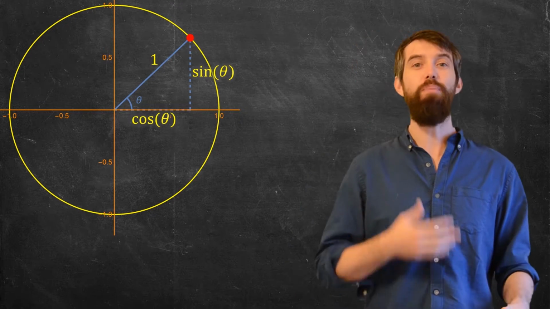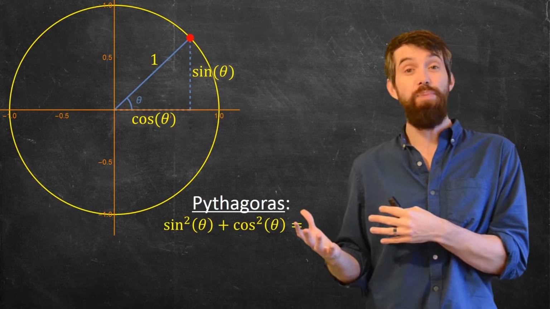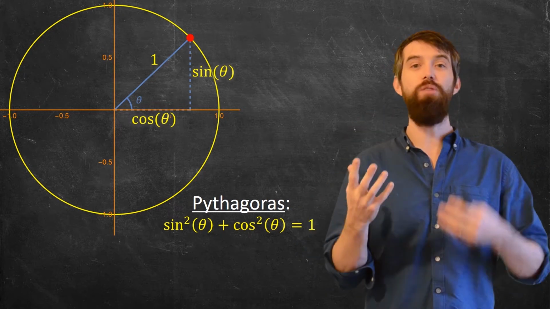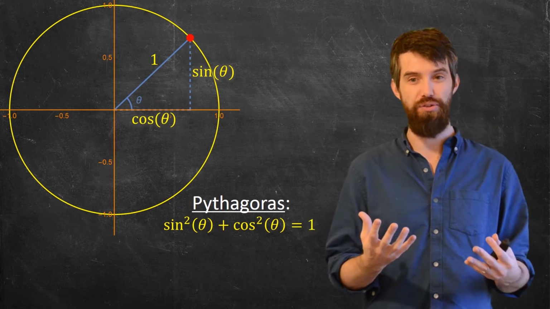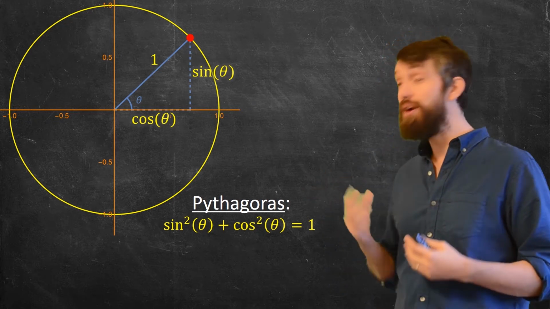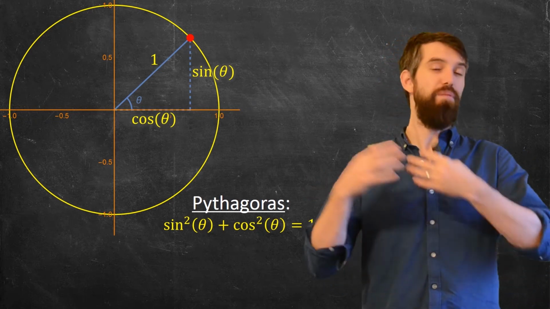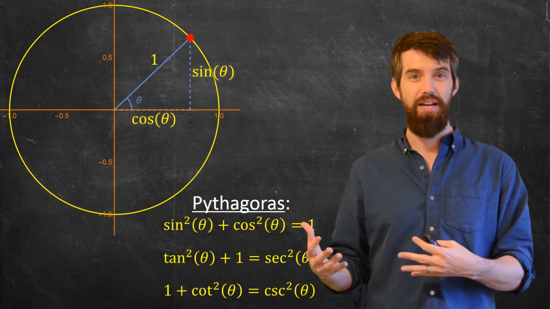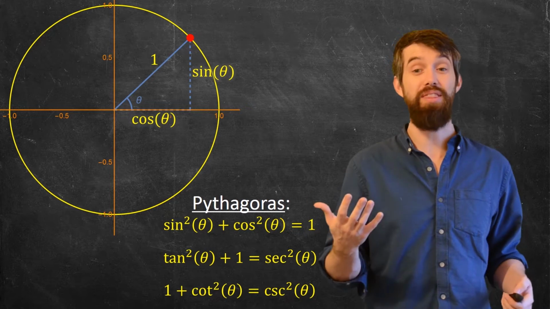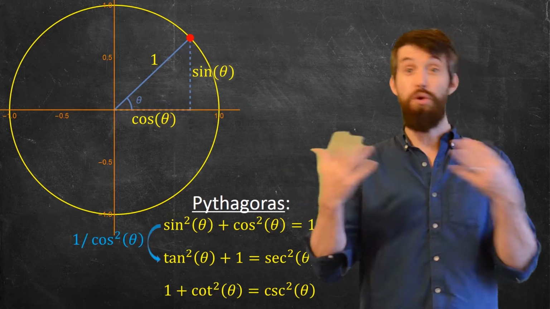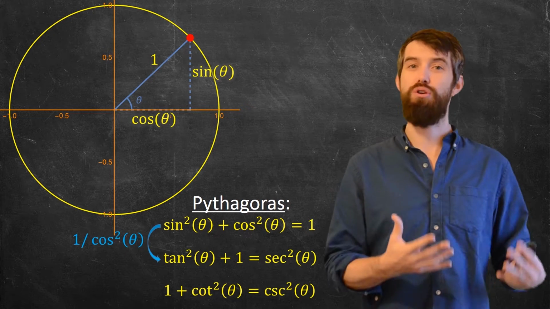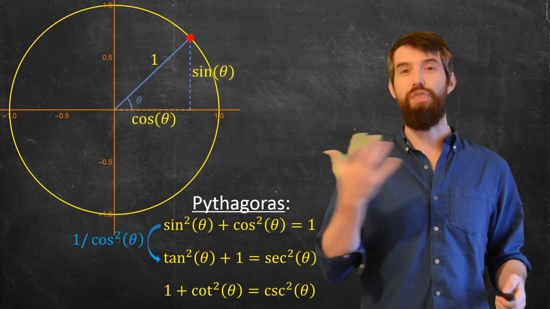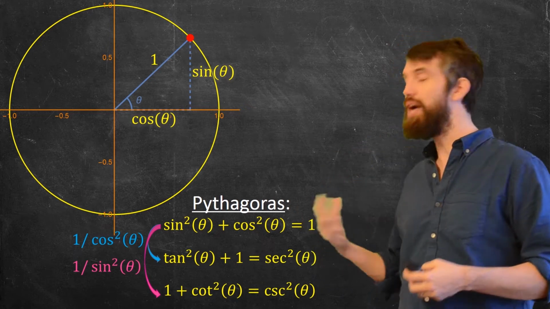For instance, there is the Pythagorean identity. Now, Pythagoras applies to any right triangle, of which this is just one, and it says that the height squared plus the base squared is the hypotenuse squared. So in this context, sine squared plus cos squared is 1. And then from this identity, I can get two more of these so-called Pythagorean identities. The second one comes from dividing everything by cosine squared. Sine squared over cos squared is tan squared. Cos squared over cos squared is 1. And 1 divided by cos squared is secant squared. And likewise, the third comes from dividing everything by sine squared.